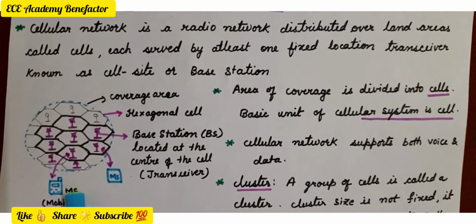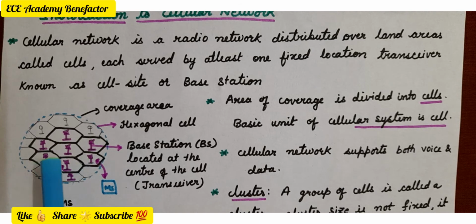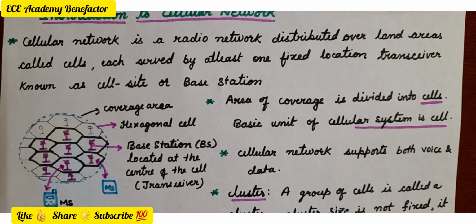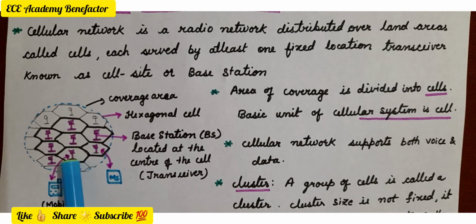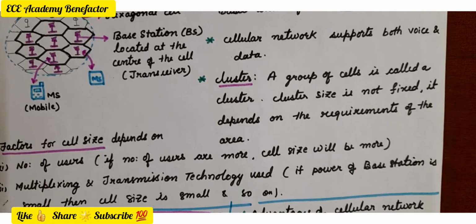So here we have seen the coverage area is divided into a number of cells, and each cell center has one BTS, base transceiver station, which is communicating with the mobile station, MS. Okay. So the cell size depends on the number of users and on the BTS power. If the power of the BTS is small, then we take the cell size to be small.